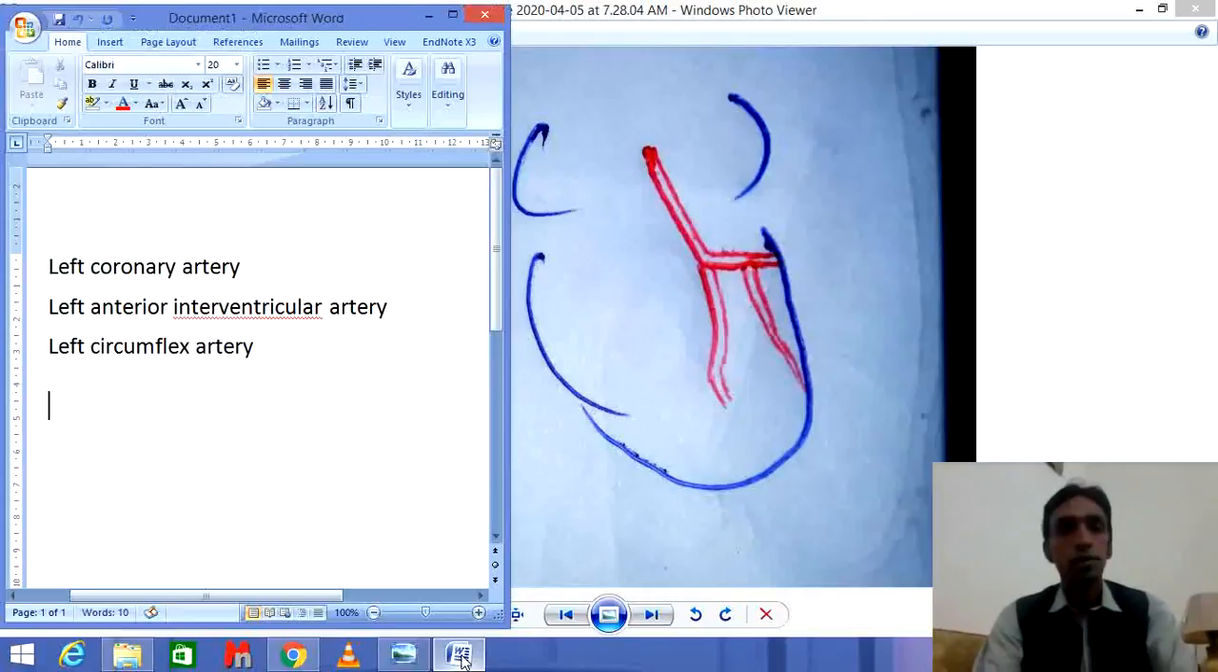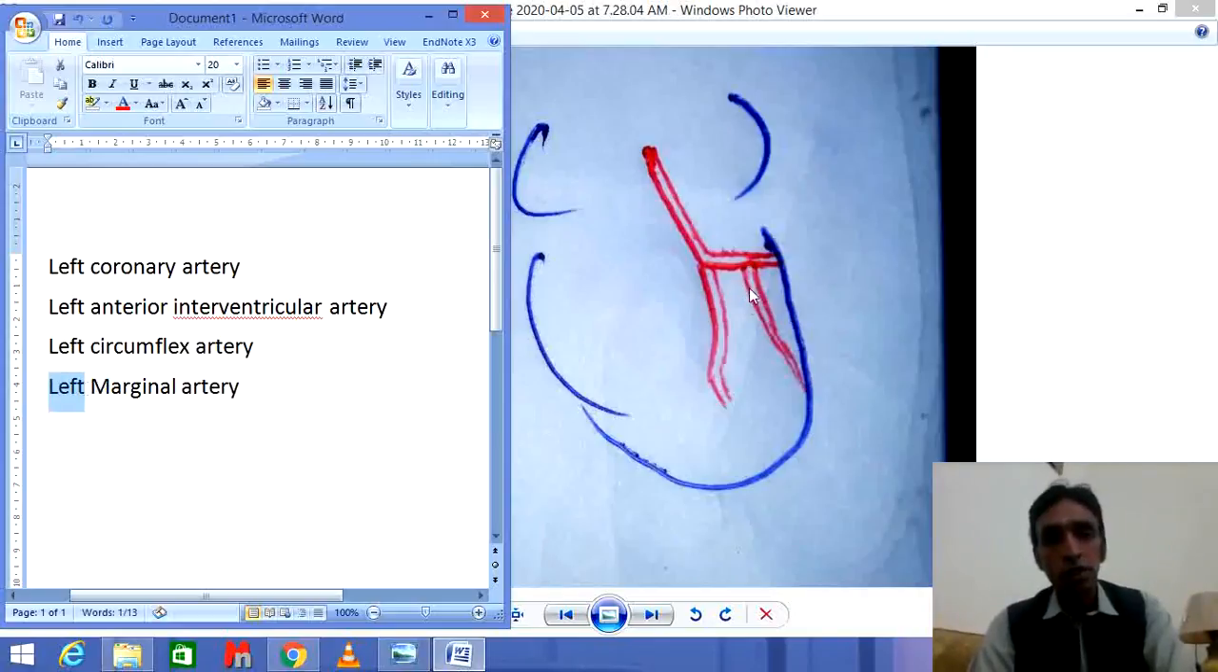This is called left marginal artery. You will apply the word left with all of these because these are the branches of the left coronary artery, and they supply blood mainly to the left portion of the heart. That is why this is left. You will also write left over here. The left marginal artery supplies blood to the left margin of the heart. Left margin of the heart means the area which is neither posterior nor anterior. This is the marginal area. Now the next slide.